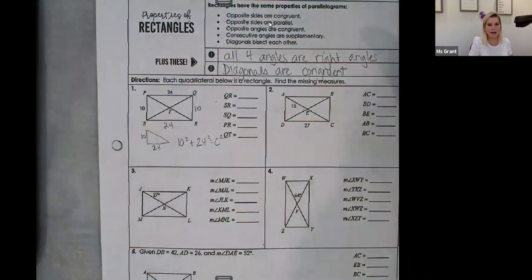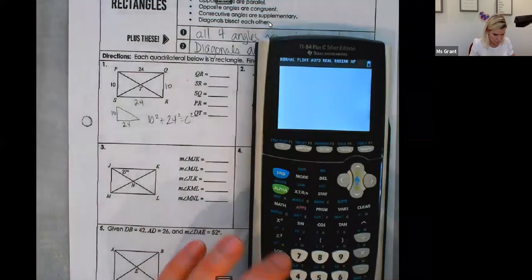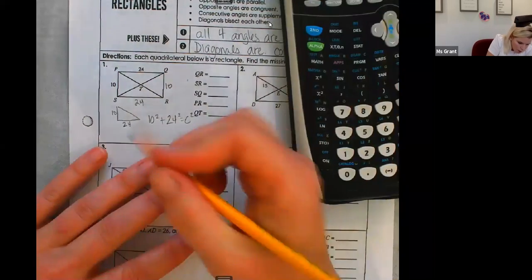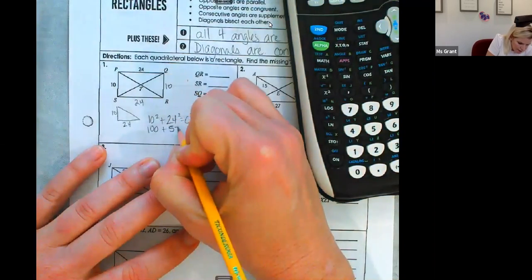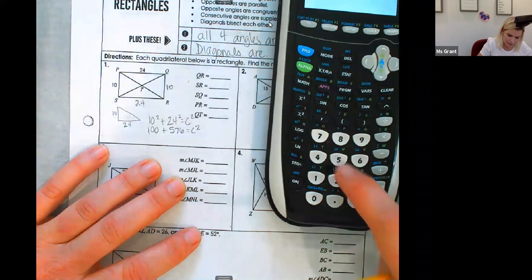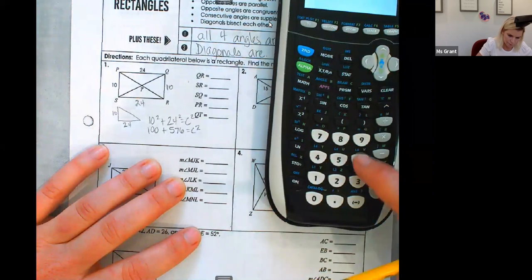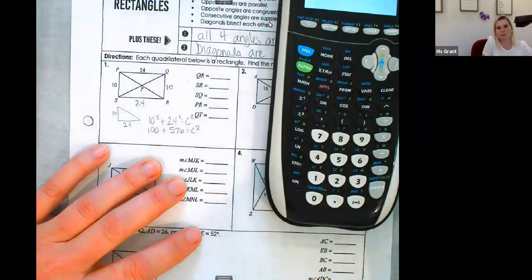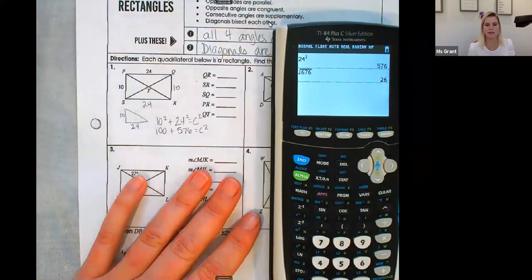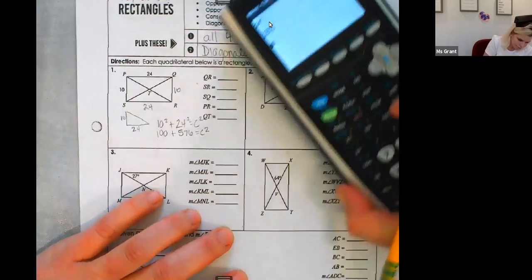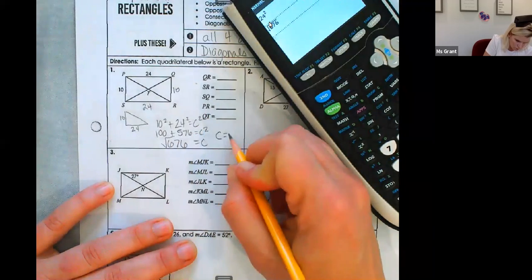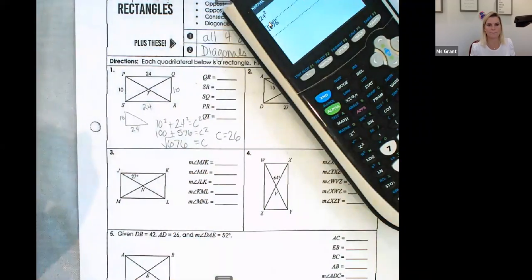All right. The only thing I don't have memorized is 24 squared. 576. 100 plus 576 equals C squared. And then I'd have to do the square root of 676. Yay. Well, it would be good if you could actually see the screen. Square root of 676 is 26. Okay. So that's nice, right?